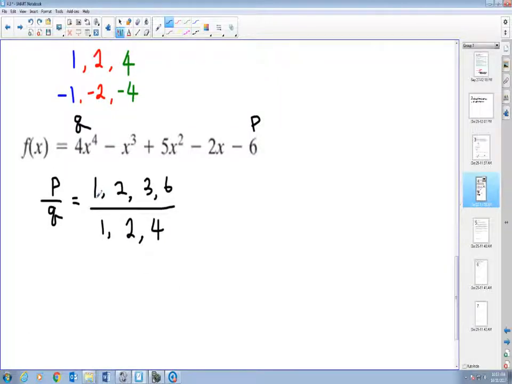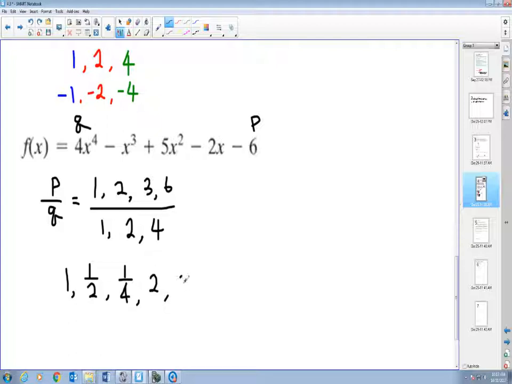Start out with a 1 on top. 1 over 1 is 1. 1 over 2 is 1/2. 1 over 4 is 1/4. Let's try the other one. 2 over 1 is 2. 2 over 2 is 1, I already got it. 2 over 4 is 1/2, I already got it. Move on to the next one.